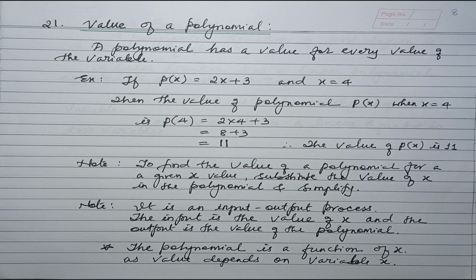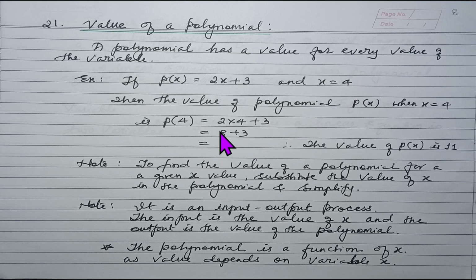Remember that. Now sometimes we are given a polynomial and we are asked to find the value of the polynomial for a given value of the variable. A polynomial has a value for every value of the variable. So you are given the values of the variable, and we have to find the value of the polynomial. For example, if you are given a polynomial p of x is equal to 2x plus 3 and you are asked to find the value of this polynomial when x is equal to 4, just put the value of x, that is 4, in this polynomial. So it will be 2 into 4 plus 3, 8 plus 3, that is 11. Therefore the value of this polynomial is 11 when the value of x is 4.